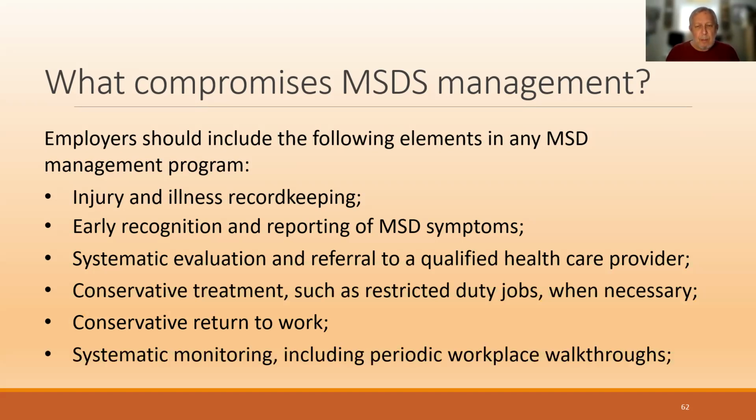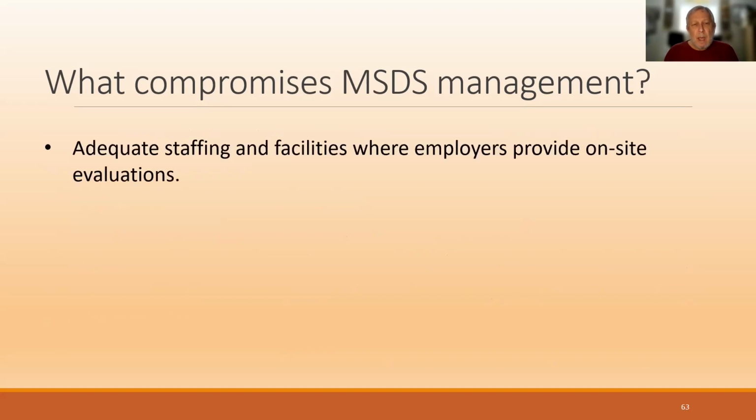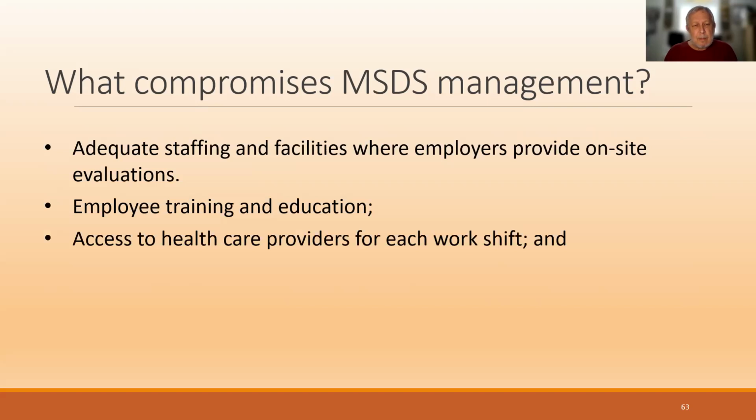Systematic monitoring, including periodic workplace walkthroughs. That's one of the best parts of being a safety professional, doing the walkthroughs. I like doing those. Adequate staffing and facilities where employees provide on-site evaluations. Employee training and education. Train your people, educate them, let them know to report things. Almost any kind of injury, the sooner you get it reported, the sooner you can get something done about it, and the less serious the outcome will be.